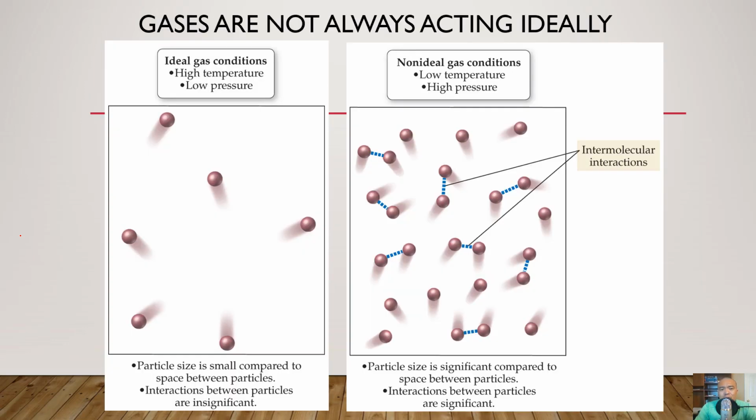As we previously pointed out, gases are not always acting ideally. Only under high temperature and low pressure, the gases will behave ideally. Under low temperature and high pressure, the gases will not behave ideally. The reason is because under low temperature and high pressure, the particle size is significant compared to the space in between the particles, and the interactions between the particles are no longer negligible. They are actually significant. For this reason, under low temperature and high pressure, the gases will behave less ideally.